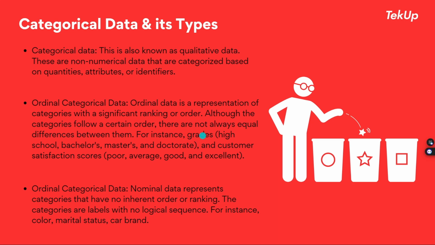For instance, grade. When we talk about grade, for example, we have high school, we have a bachelor's degree, we have a master's degree, and we have a doctorate degree. As you can see, there is a hierarchy in this case. There's no way you can compare a bachelor's degree to a master's degree, or a doctorate degree to a master's degree, or a bachelor's degree to a high school degree.